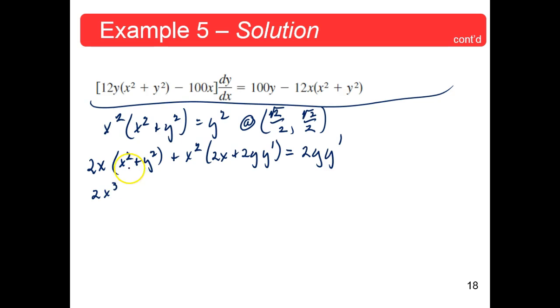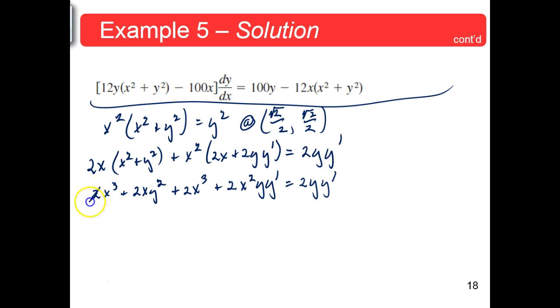2x cubed plus 2xy squared. Plus 2x cubed plus 2x squared y prime equals... Okay. Now anything pop out at you right now?